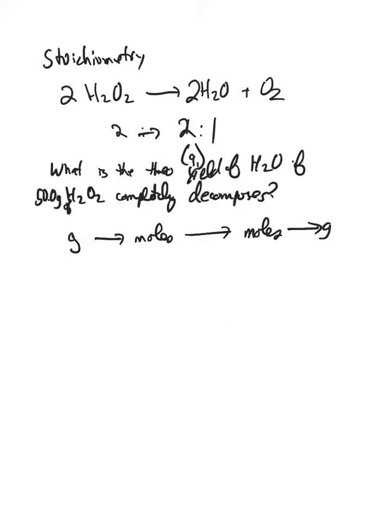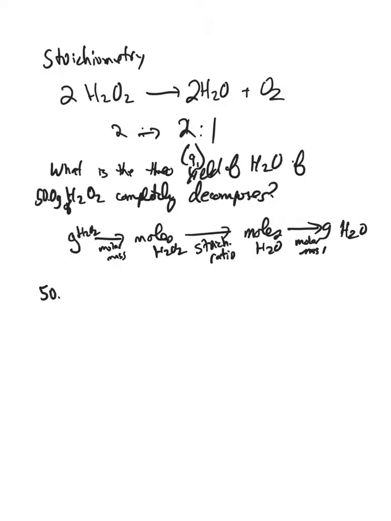So our roadmap for these problems has been grams to moles to moles to grams. So we're going to go from grams H2O2 to moles H2O2 to moles H2O to grams H2O. To go from grams to moles, we're going to use the molar mass of hydrogen peroxide. To go from moles hydrogen peroxide to moles of water, we're going to use our stoichiometric ratio. That's the coefficients to our balanced chemical equation. And then to go from moles of water to grams of water, we're going to use the molar mass of water.